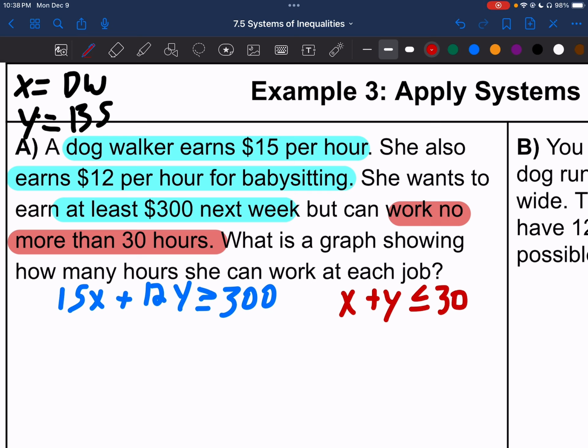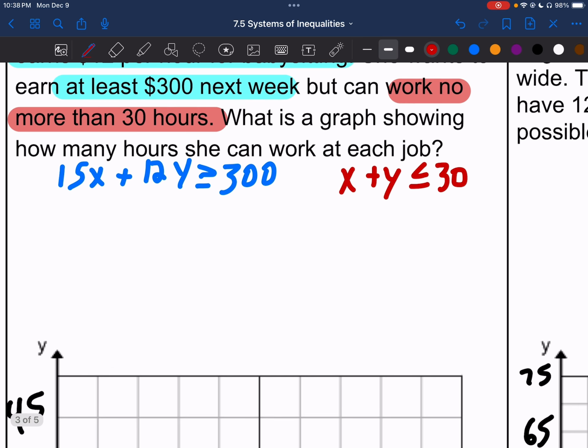All right, now how do we graph with standard form again? We need to find the intercepts. That's our best way of doing it. So if we substitute in 0, we're going to get that x is less than or equal to 30. So if she only worked dog walking, she could do 30 maximum. And if she only did babysitting, it would be 30 maximum.